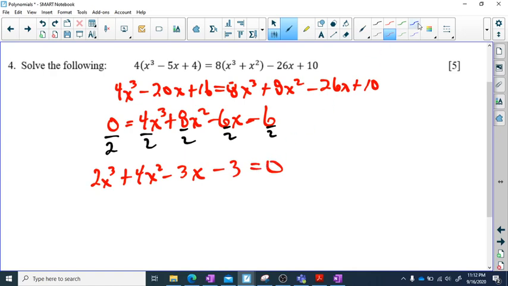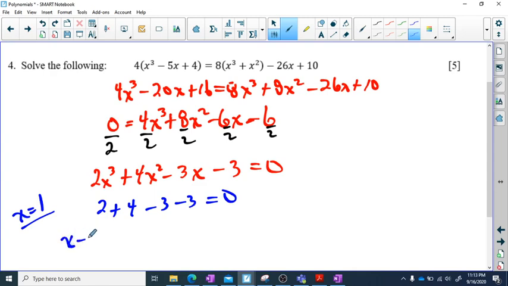Now we will try and get a factor of this. Let's try x equals 1. I'm just looking at it quickly. I think it's going to work. 1 cubed is 1 times 2 is 2. 1 squared is 1 times 4 is 4. 3 times 1 is 3. Minus 3. 6. It works. Which tells me x subtract 1 is one of the factors.